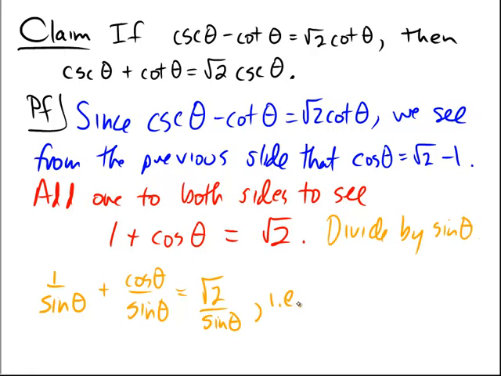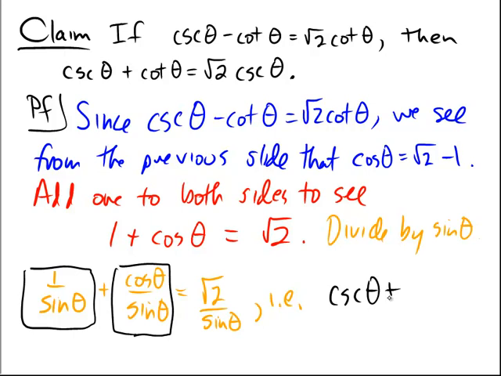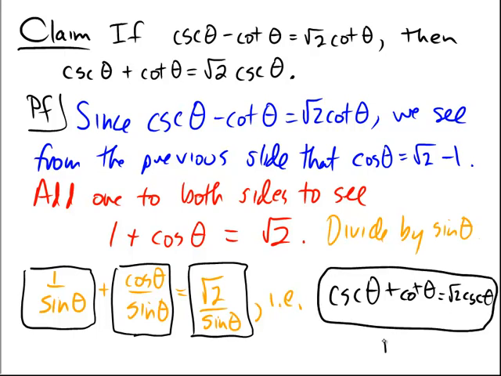In other words, what's 1 over sine theta? That would be cosecant theta plus what's cosine theta over sine theta? That's a cotangent theta. And what is rad 2 over sine theta? Well, that's equal to a rad 2 cosecant theta, which is exactly what we wanted.